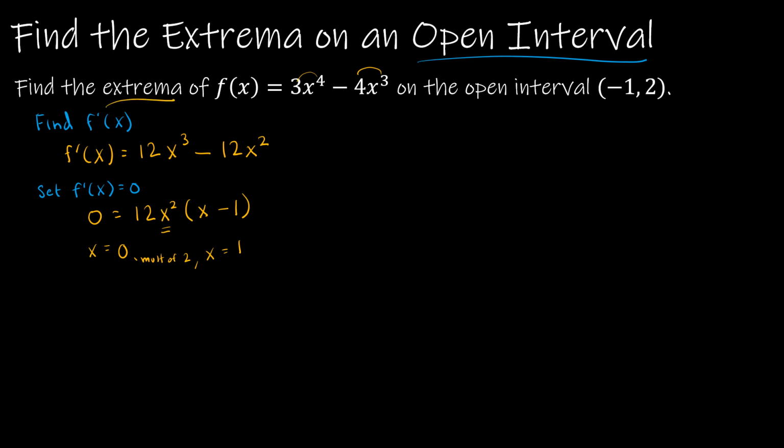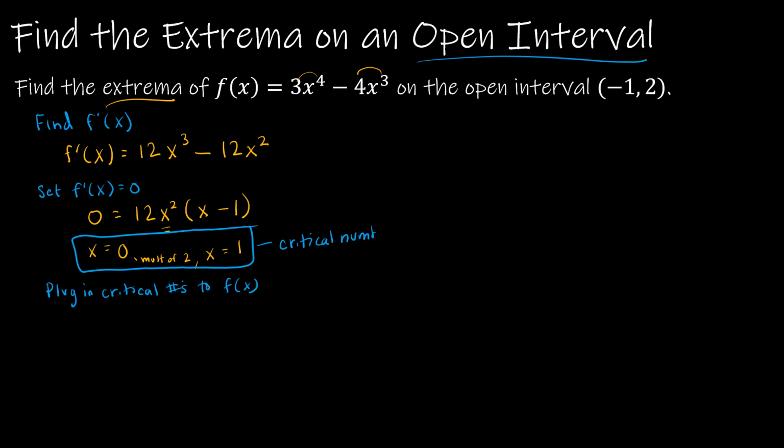So now I'm going to, let's pick a color, back to blue. Plug in the critical numbers to f of x. So these are critical numbers. And in this case, we can see that there would be no places where it's not differentiable. So how do I know it's differentiable? It's a polynomial function. And we already talked about the fact that a polynomial function is going to be continuous and differentiable over the entire domain. So now let's plug in our critical numbers.